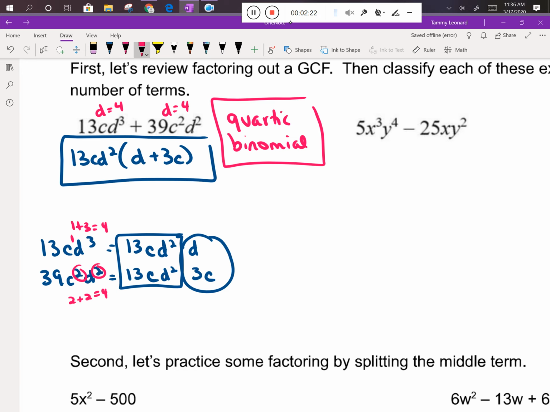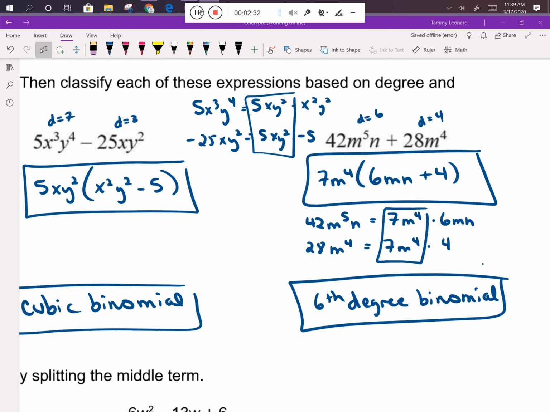All right, push pause. Try the next two problems that are just like this one, and then when you're ready, push play to be able to check your work against mine. If you need to push pause, now that you can see my work, feel free to do that. Check your work against mine, and then we'll be ready to move on to more factoring practice of factoring by splitting the middle term.